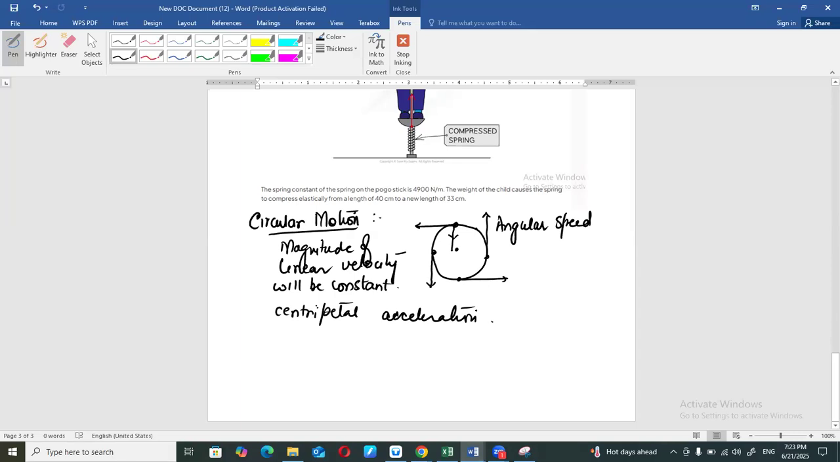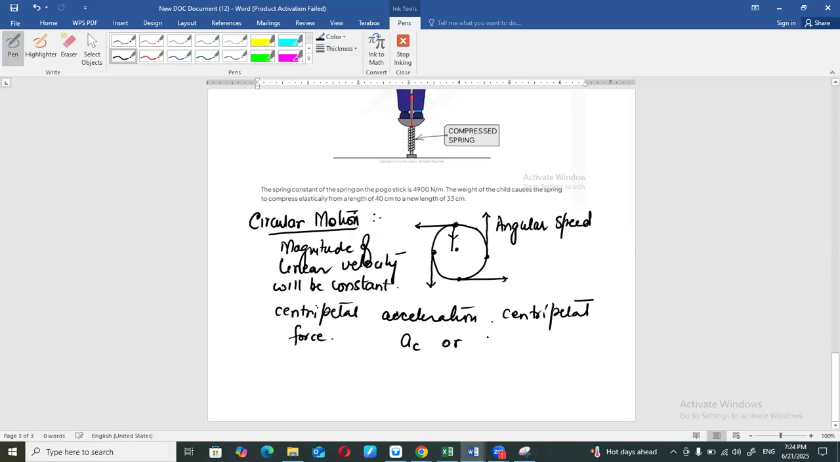And that acceleration is always directed towards the center. Due to this acceleration, a force is also produced, which acts towards the center, and we call that a centripetal force, right? Now, what are the things which are important for this force? There are a few things which are very, very important.